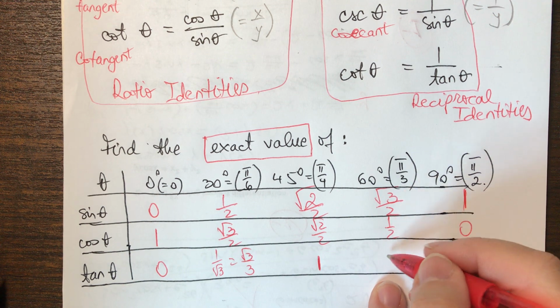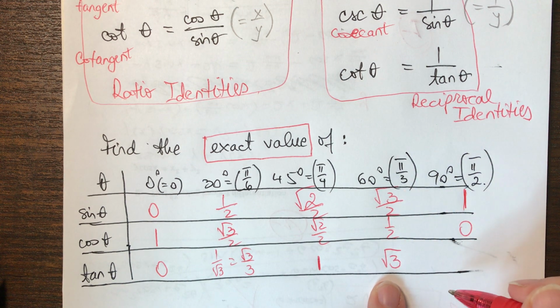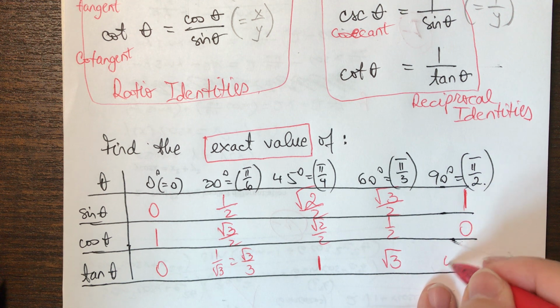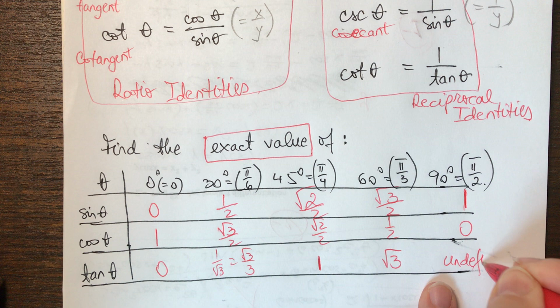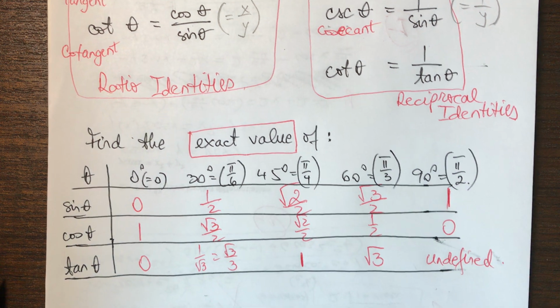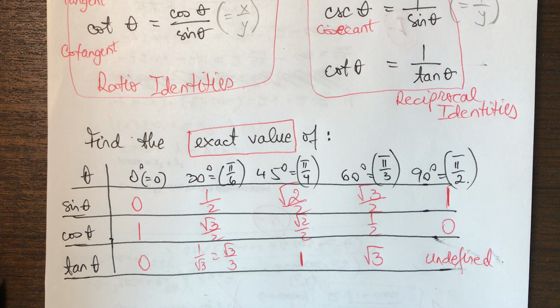Again, dividing these, the denominator goes away, so you're just left with the square root of 3. And what's 1 divided by 0? If you said undefined, that would be very much correct. You are not allowed to divide by 0. So tangent of pi over 2 does not exist. There's no value for that.